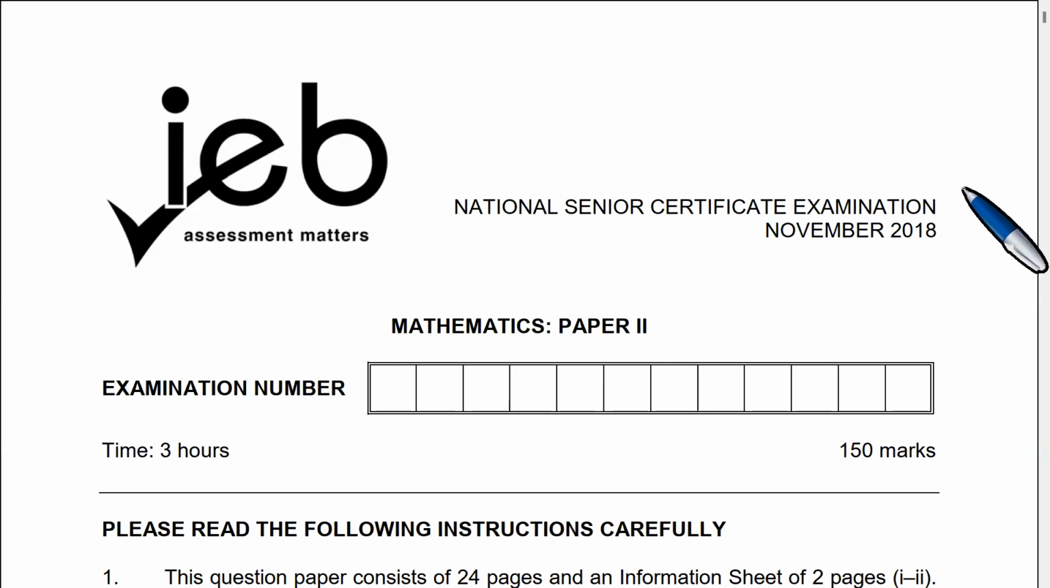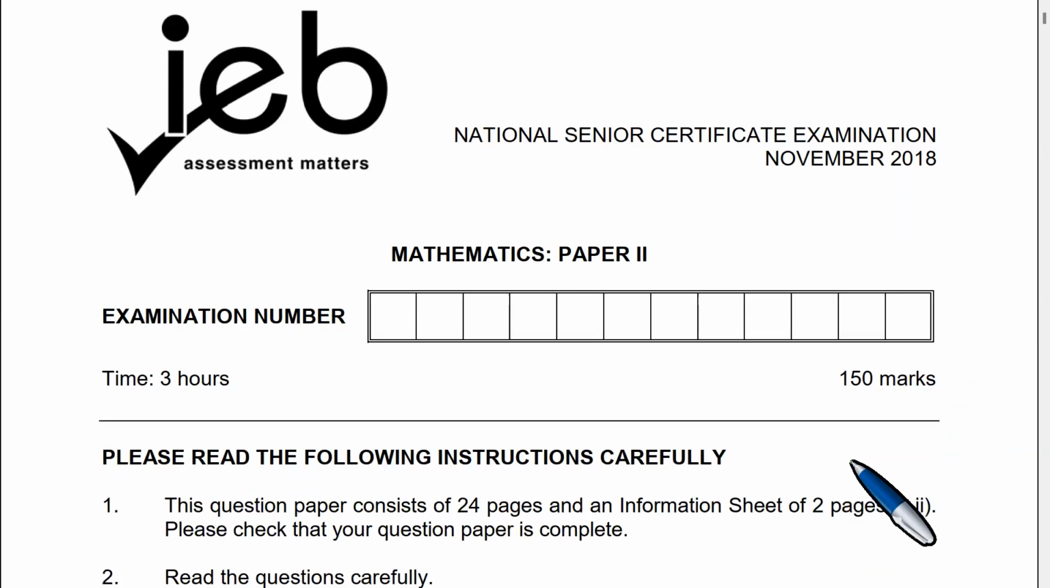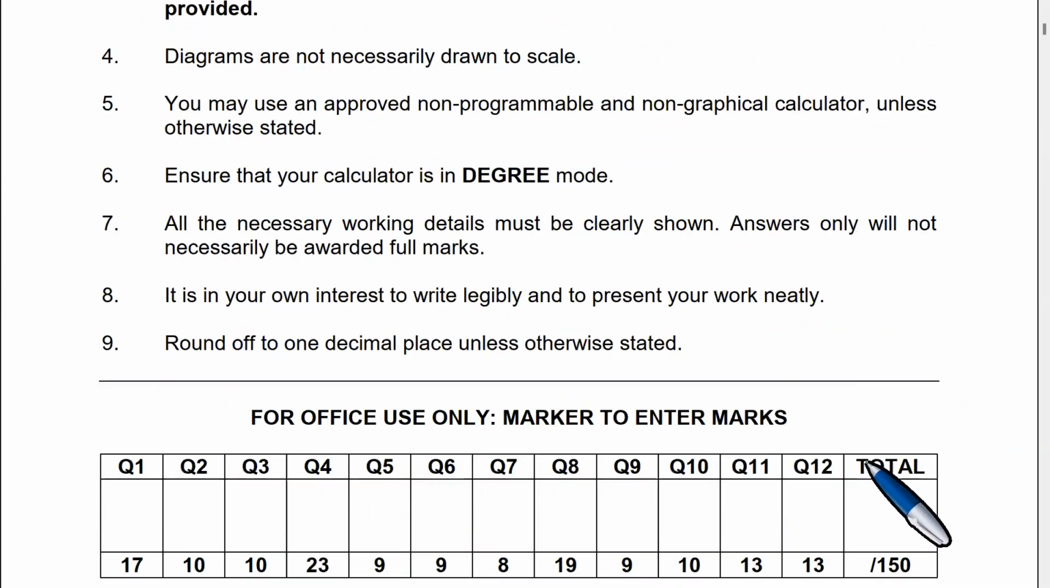Right, we are having with us the 2018 paper, November, of the IEB Assessment Matters Examination Mathematics Paper 2. 3 hours, 150 marks. We are solving all the questions today. Let's just see the first question.